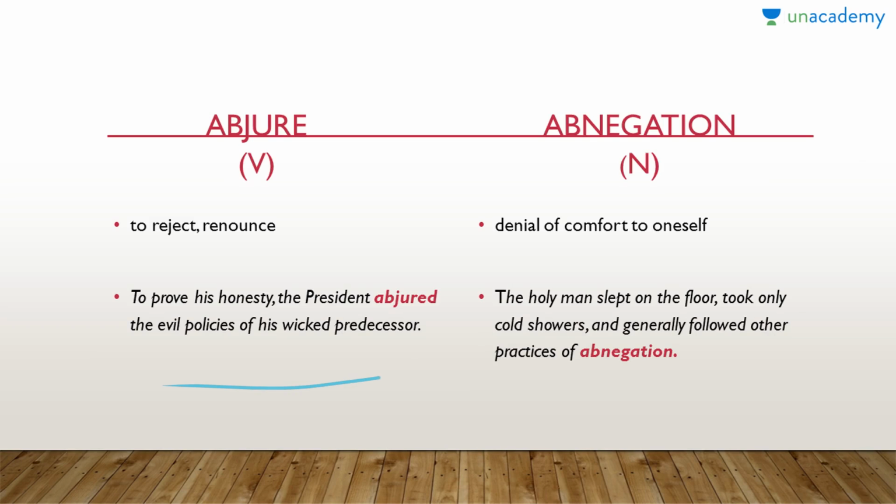To put it into a sentence, it will read, to prove his honesty, the president abjured the evil policies of his wicked predecessor. Abnegation is a noun, which means denial of comforts to oneself. In a sentence, it will read, the holy man slept on the floor, took only cold showers, and generally followed other practices of abnegation.